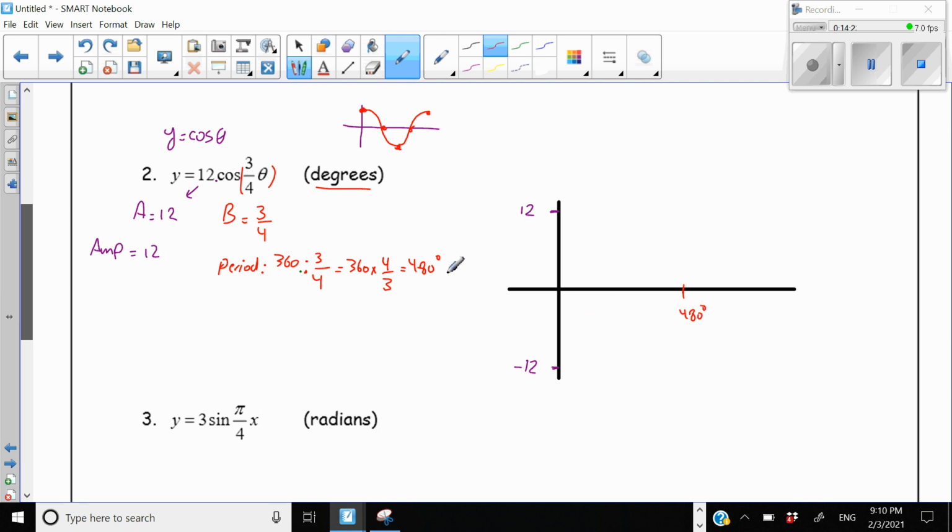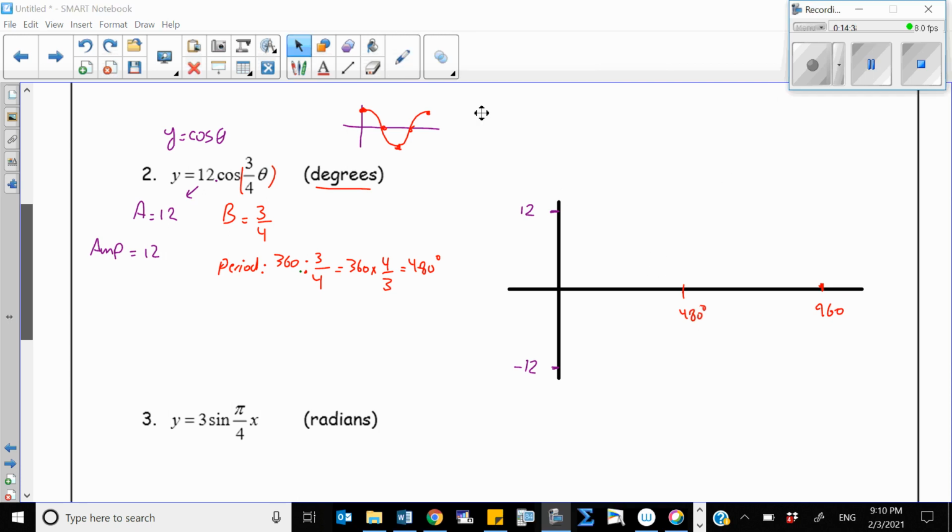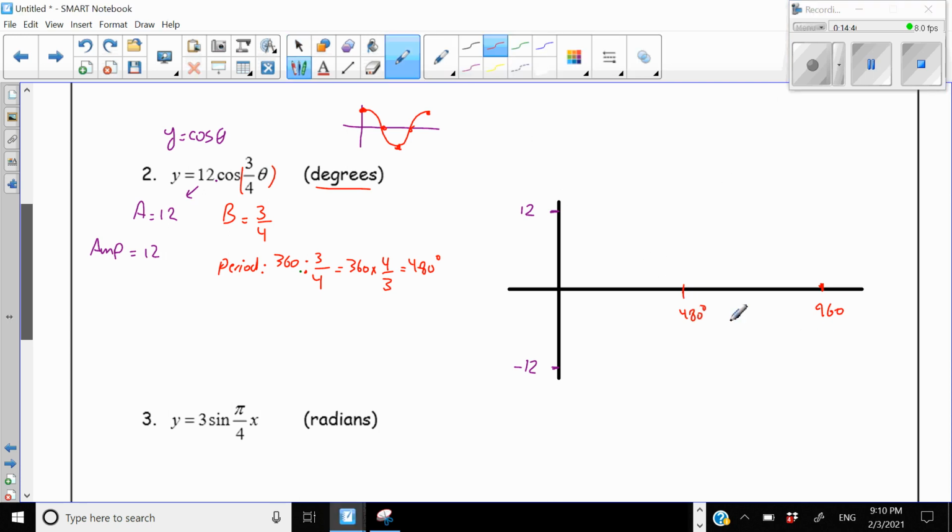Since I'm supposed to graph 2 cycles, I need to graph another cycle. So another 480, let's say for example somewhere like here, will be 960 here. So these points that I draw here are the end of each cycle. One cycle is going to happen here, and another cycle is going to happen here.